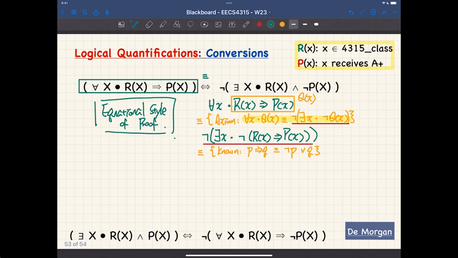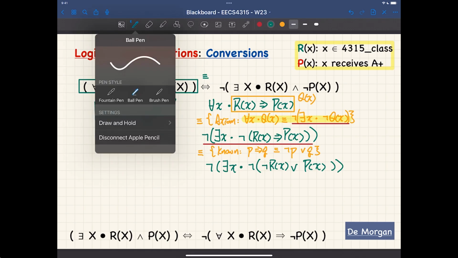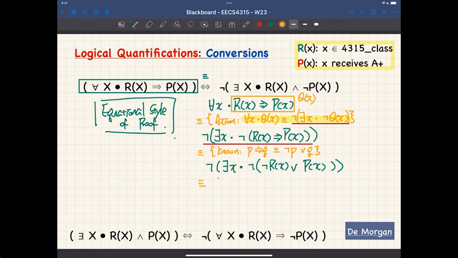Okay, and then what would this be? Not there exists x, not, okay, this part here needs to be rewritten. Not r(x) or p(x), right? What else? Patrick. De Morgan plus double negation. But it's okay. But let's do one at a time. I'll ask after. Oh yeah, sure. Yeah, okay. Let's now do this. Let's say De Morgan.